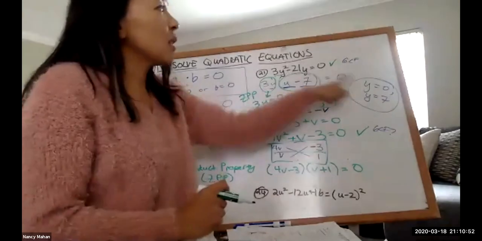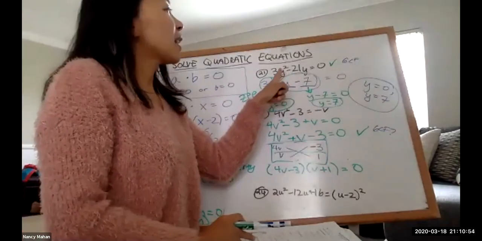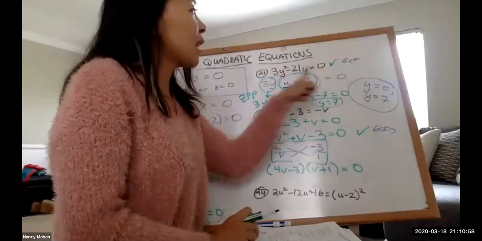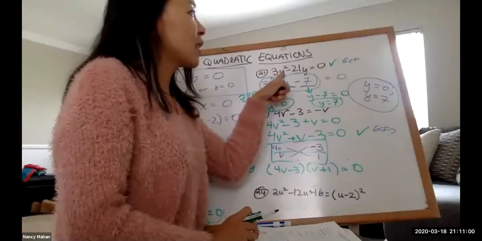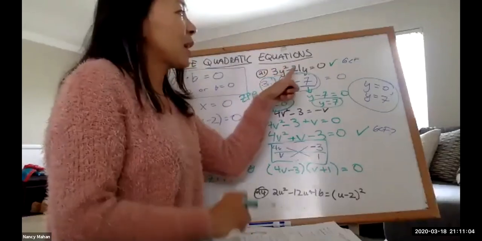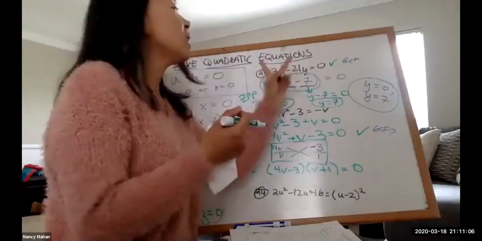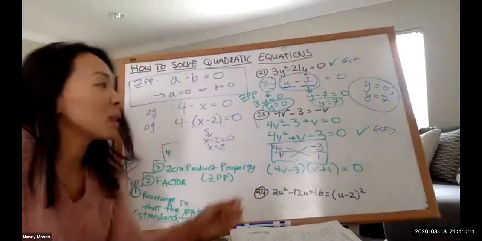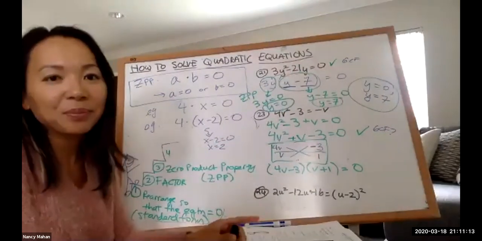If I plug 0 into here, I get 0 minus 0 equals 0. Ba-dam. If I plug 7 into here, 7 times 7 is 49. 49 times 3 is some number, minus 21 times 7, which is some number. If you subtract them, you will end up getting 0. I don't have my calculator on hand, but you could also check your work by plugging it in.